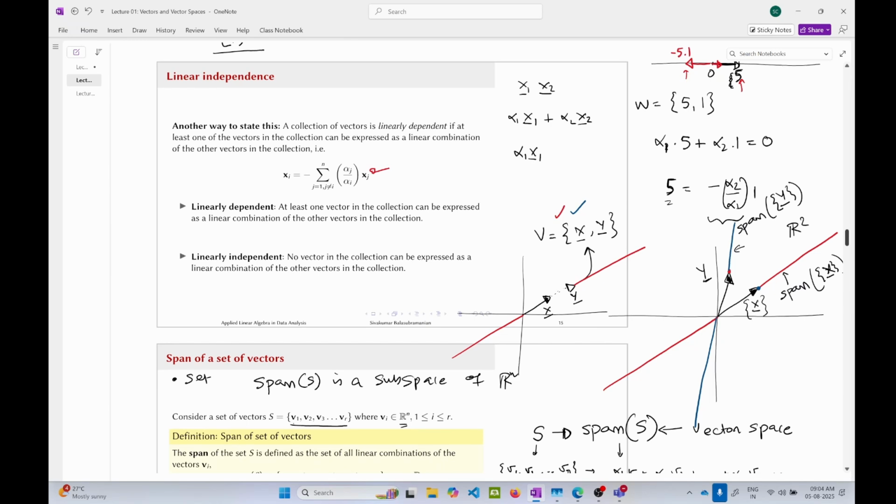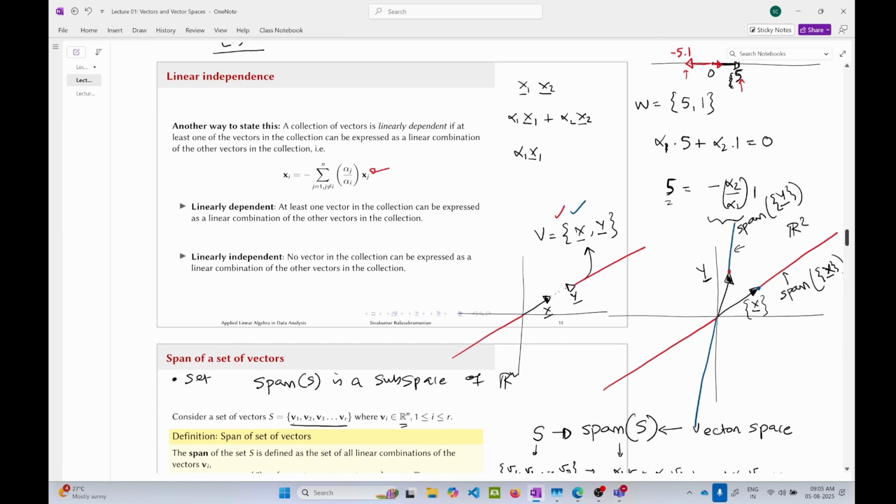In R3, if I have a single vector and I look at the span of the vector, it will simply be a line that passes through the origin, a flat space passing through the origin. If you have two vectors in R3 and I take the span of those two, it will simply be the plane containing those two vectors, which passes through the origin.